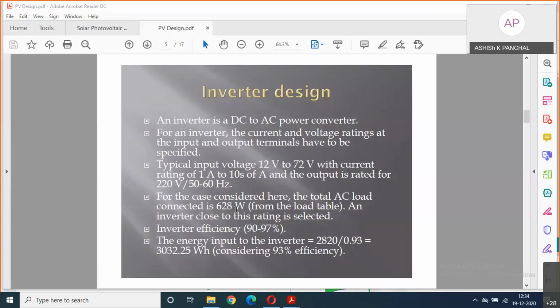So what is the input energy required to the inverter? That is the 2820 load requirement divided by the efficiency of the inverter, 0.93. So the requirement is 3032.25, considering 93%. So what is the energy input from the inverter side? That is 3032.25 watt hour.